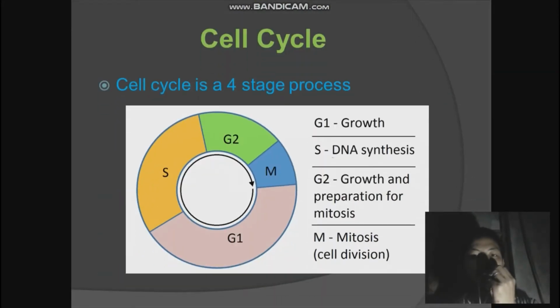Cell cycle has four stages: the Gap 1 phase or the G1, S phase or the synthesis phase, G2 or the Gap 2 phase, and the M phase or the mitotic phase.